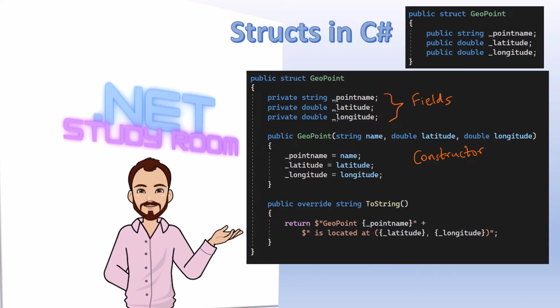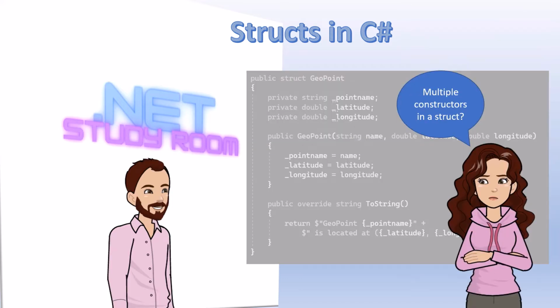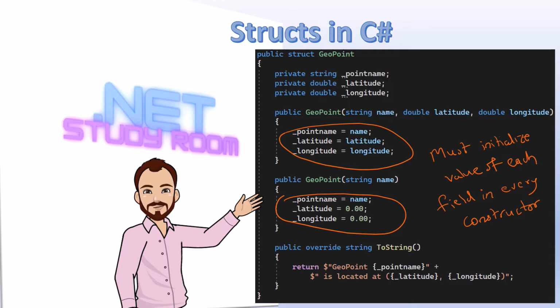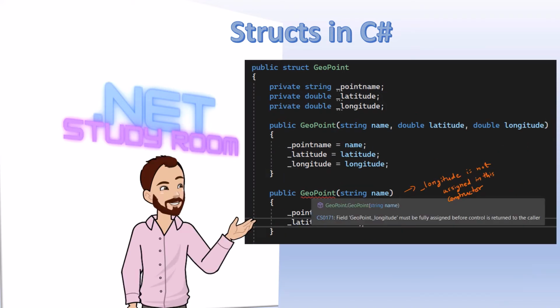Mark, is it possible to write a struct with multiple constructors, like we can do in a class? Well, you can write multiple constructors. But the condition here is that, you must initialize values of all your field members in each constructor. If you miss to initialize value of any field member in any constructor, the compiler throws error, and the code will not build. So, remember, if you write a constructor for a struct, you must initialize value of each field in every constructor you write.